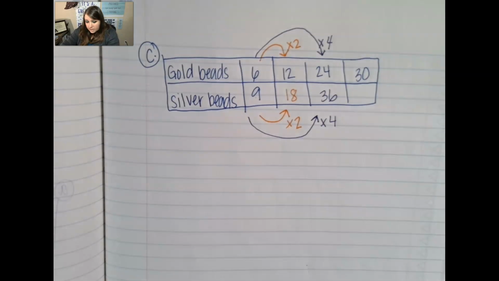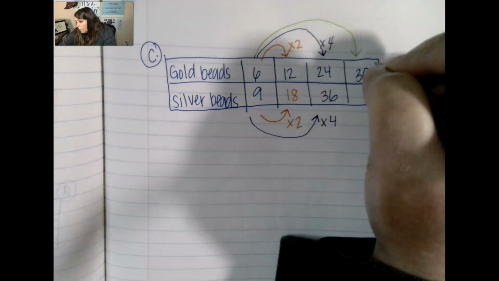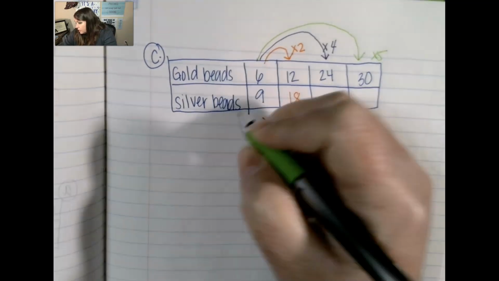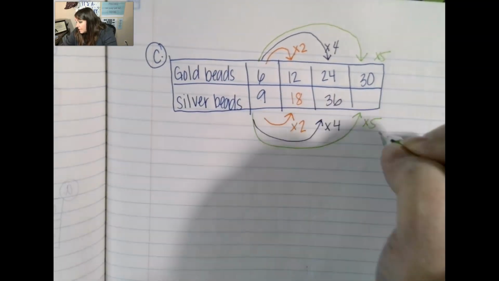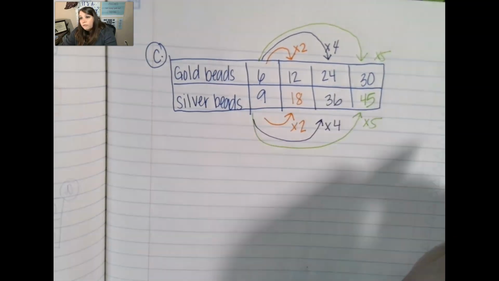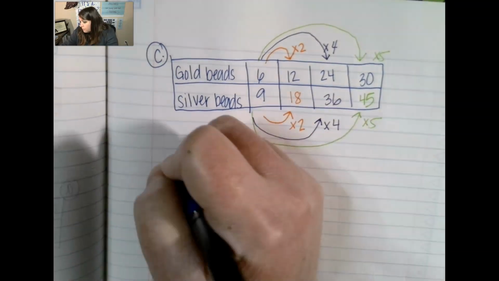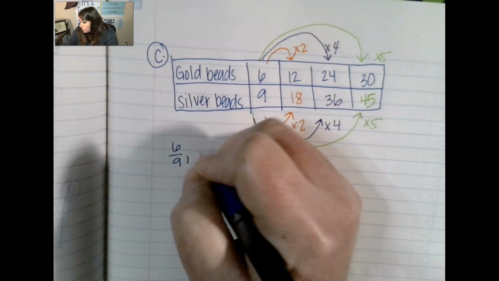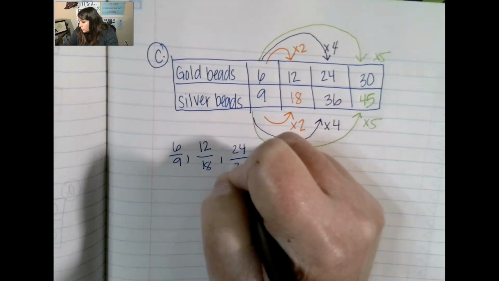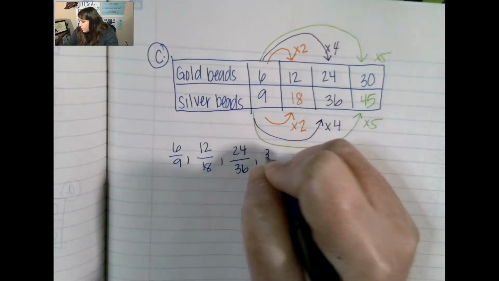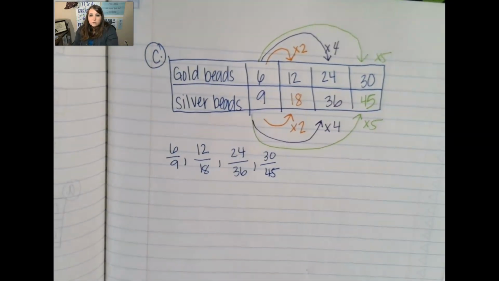And last but not least, our last problem that we're looking at, how do I get from 6 to 30? Well, I'm going to multiply by 5. So I'm going to need to multiply on the bottom by 5 as well. So 9 times 5 gives us 45. So our equivalent ratios in this ratio table are 6 to 9, 12 to 18, 24 to 36, and 30 to 45. Those are all of our equivalent ratios.